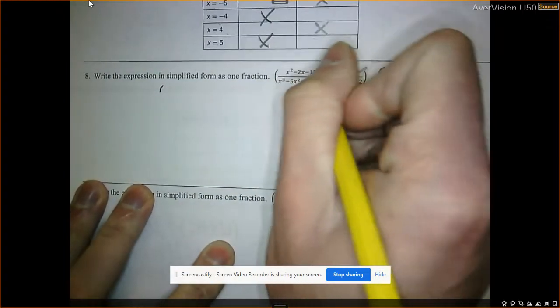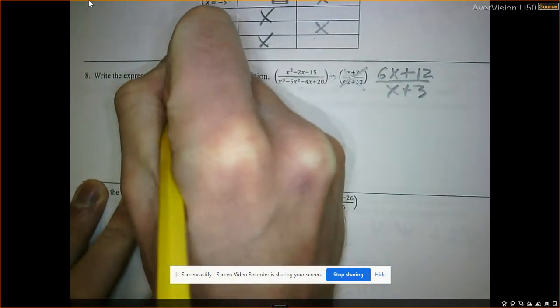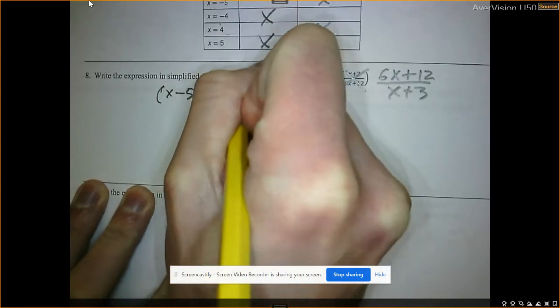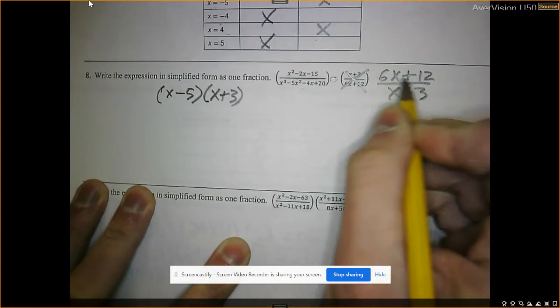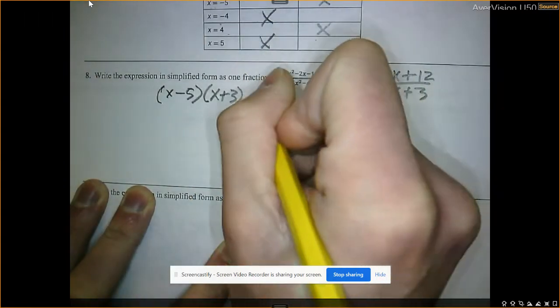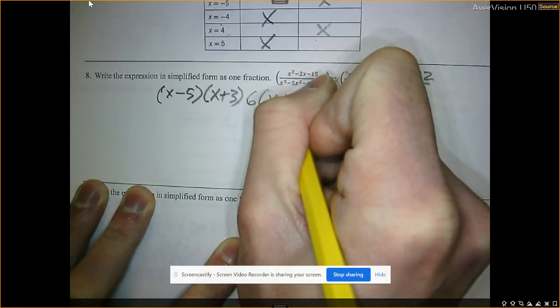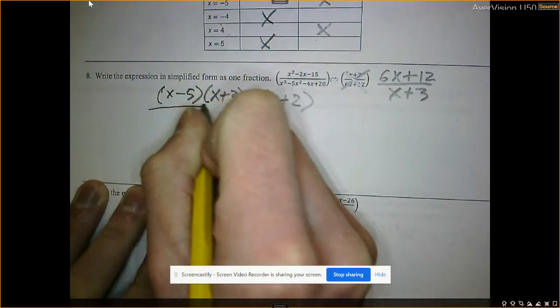Okay, on the top, factoring this, first, x squared minus 2x minus 15 turns into x minus 5 times x plus 3. I'm going to keep going straight across. On top, we also have 6x plus 12. We can just pull out a 6, and that's going to then be x plus 2. So that's our top.